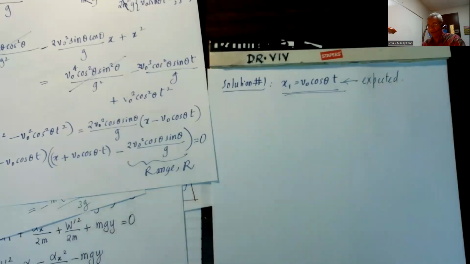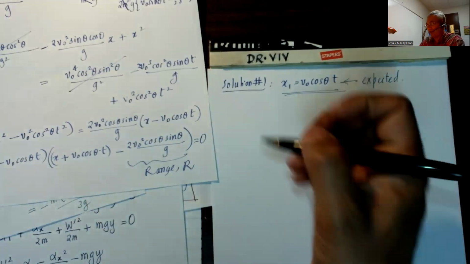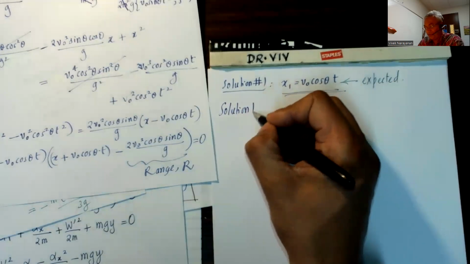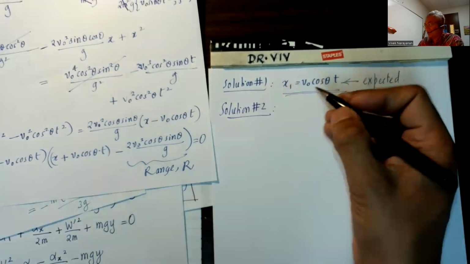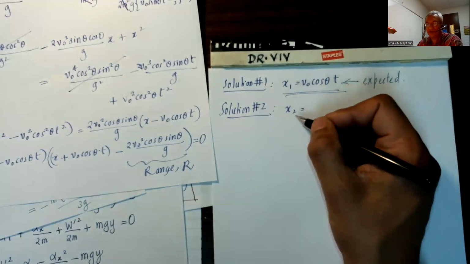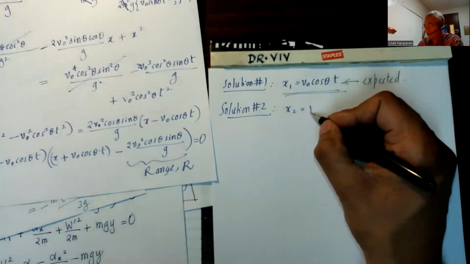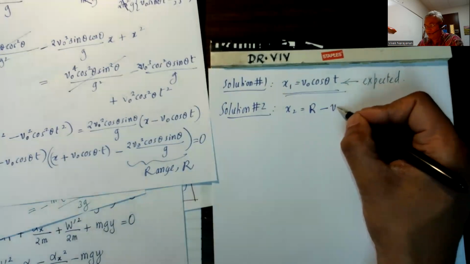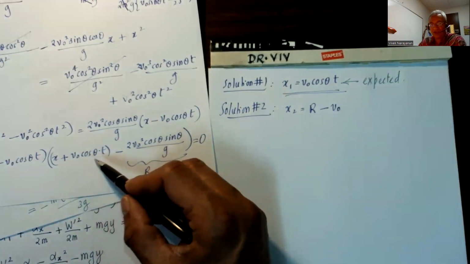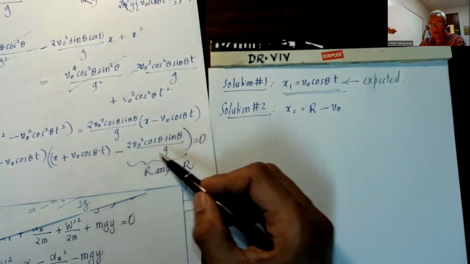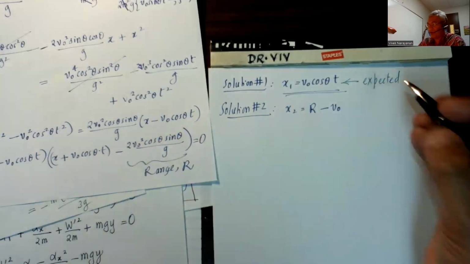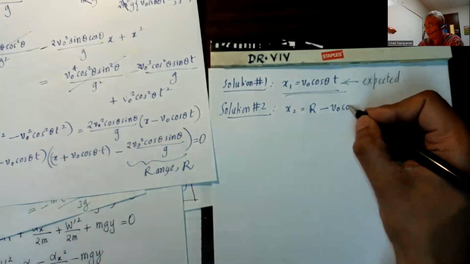What we don't expect is a second solution. So what is going on? Solution number 2 is telling us that x2, I'm writing 1 and 2, 1 for the first solution and 2 for the second solution, is R minus v naught cosine theta times t, because when I put x plus v naught cosine theta times t minus R equal to 0, I'm going to get x equals R minus v naught cosine theta times t.